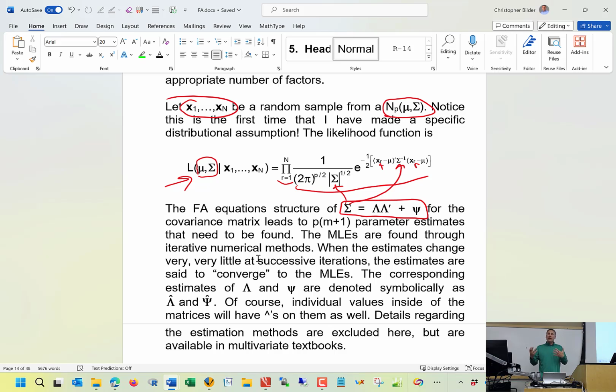Now, if I did have standardized variables, which we typically will do, then I just replace the x's with z's. That mu would be just 0. We would know that. The sigma now is going to be represented as, let's say, that correlation matrix is equal to lambda lambda prime plus psi.